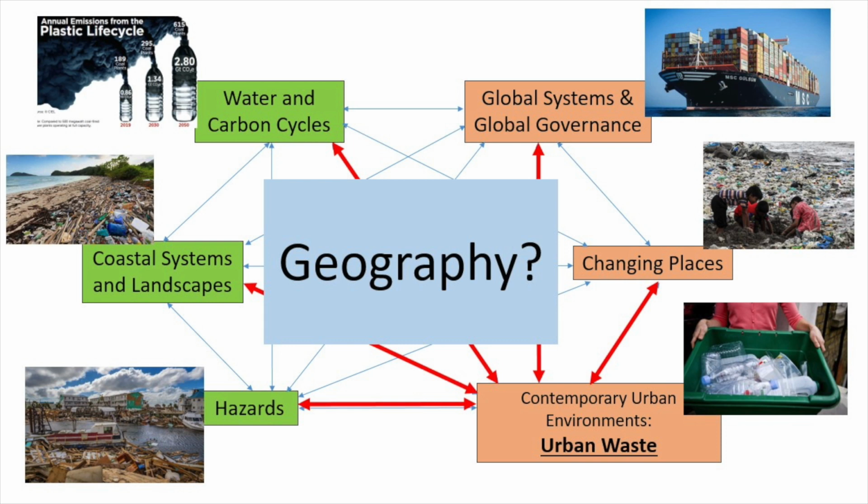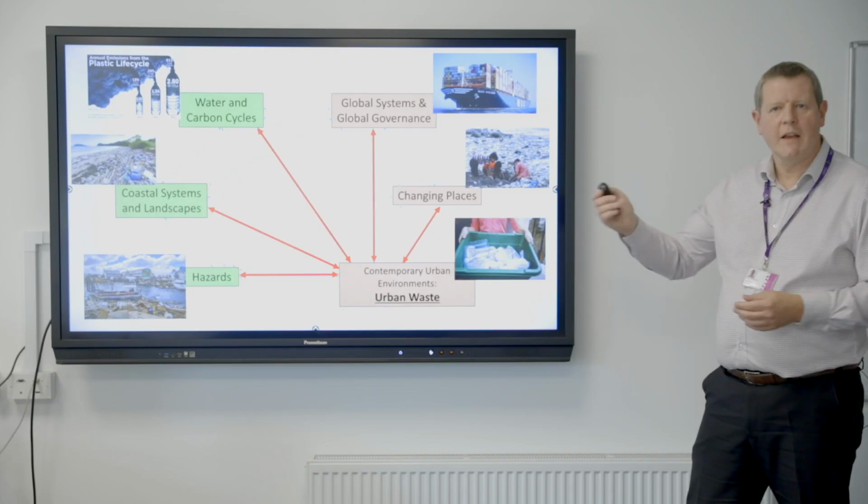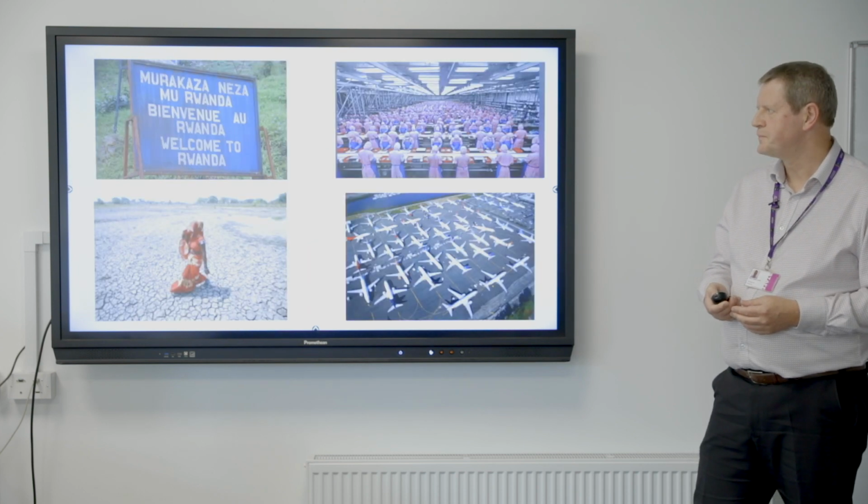There's a link to water and carbon cycles because the plastic waste eventually degrades and releases pollution, including some CO2, back into the atmosphere. There's obviously a link to coastal systems and landscapes because these plastics form a large part of the landscape in some parts of the world. And there's even a link to hazards because typhoons and cyclones are partly responsible for releasing the plastic waste from landfill sites and from people's backyards into local river systems where it gets washed into the sea. So links between all our topics in geography.